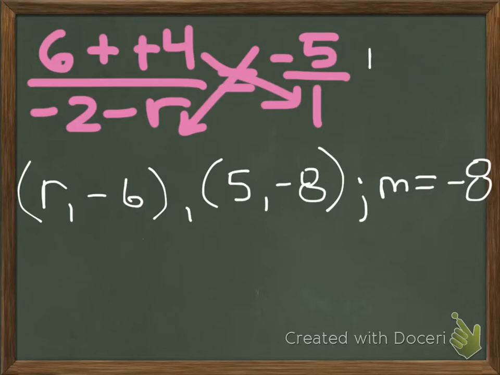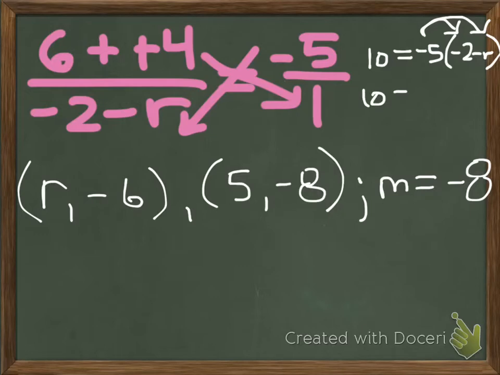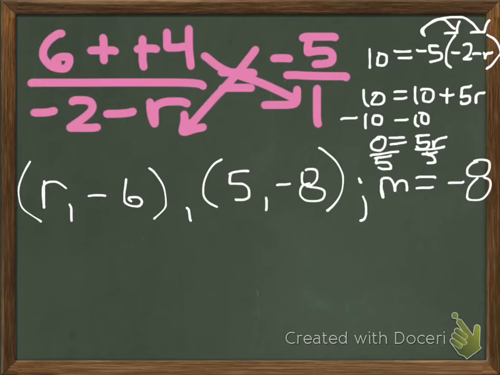So I'd get 10 equals -5 times (-2 minus r). And I would distribute the -5, because my goal is to solve for r. So I have 10 equals +10 plus 5r, which would mean I would need to subtract 10. So I have 0 equals 5r. Divide by 5. 0 divided by 5 would be 0. So r in this case would be 0.